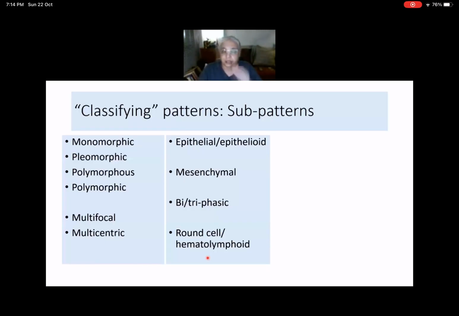Is this epithelial or epithelioid? Is it mesenchymal? Is it multiphasic, bi or triphasic? Is it round cell or hematolymphoid? Okay, these are the patterns that you should become familiar with.